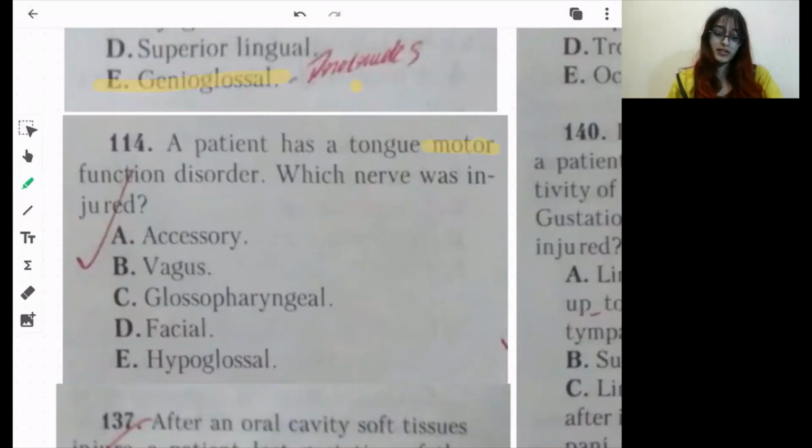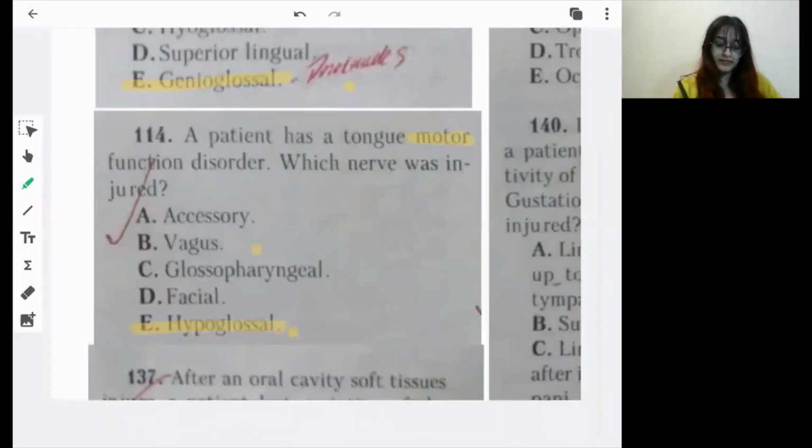So next, a patient has a tongue motor function disorder. Which nerve was injured? Here, since both vagus and hypoglossal nerves are given, go for hypoglossal because mainly all the muscles are supplied by the hypoglossal. Even the palatoglossal, it is also supplied by some parts of the hypoglossal nerve. So go for hypoglossal nerve.